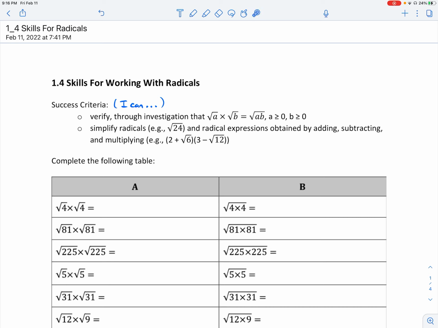Our success criteria. I can verify through investigation that the square root of A times the square root of B is just the square root of A times B. We will also learn how to simplify radicals. This is an example of a radical. And then we're going to learn how to add, subtract, and multiply radicals together.